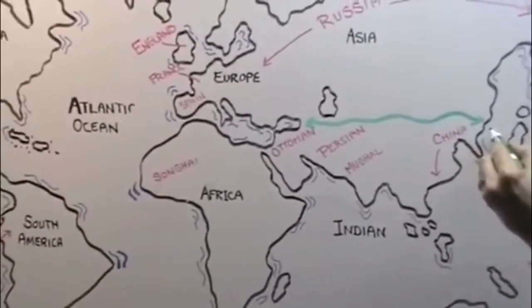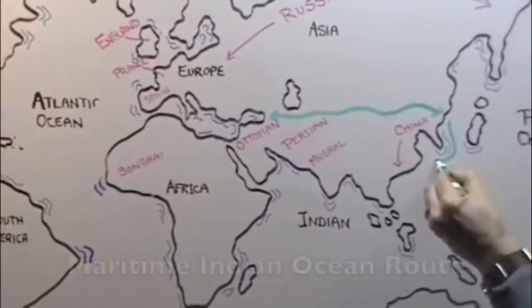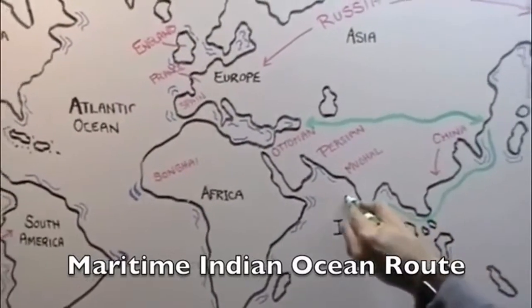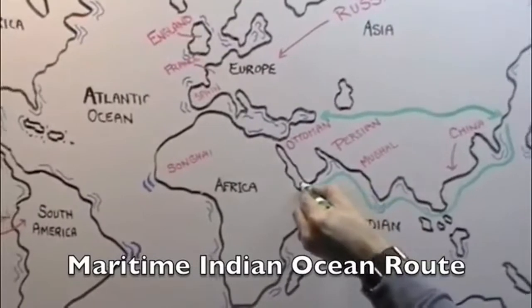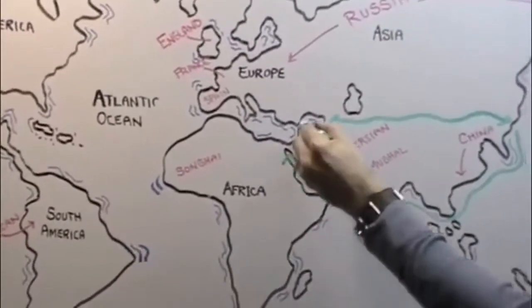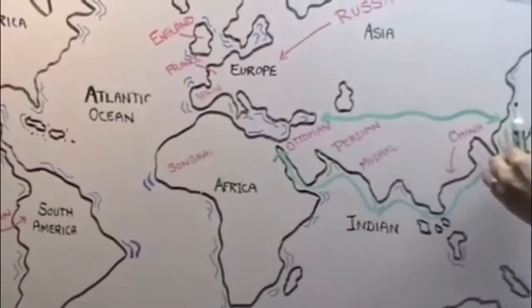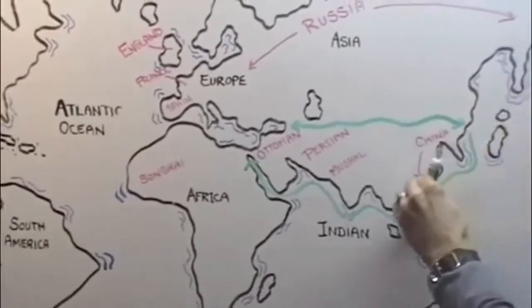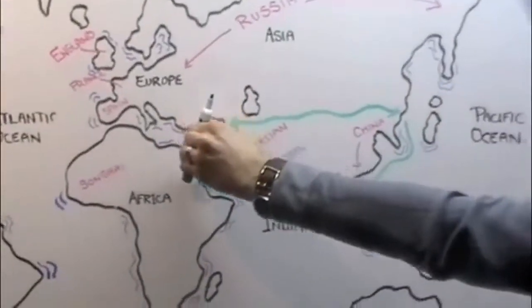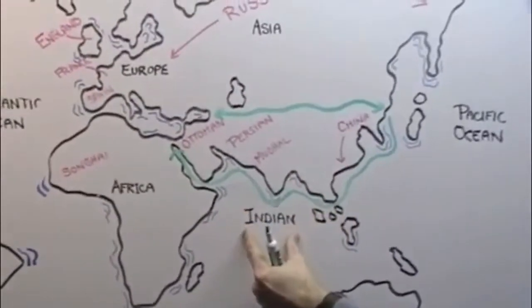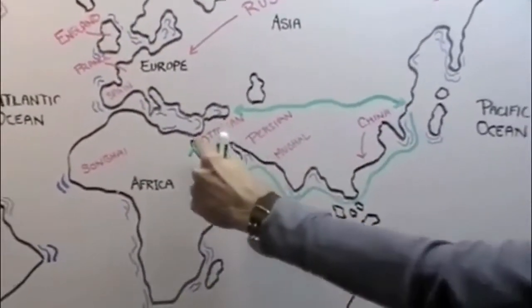If you come this way, the Chinese actually used a route called the Maritime Indian Ocean route, and that ended here in the Red Sea, and it also ended over here in the Ottoman Empire. So the Chinese were able to get their paper and their compass and their silk and so on over here to the Middle East by using this maritime or ocean, specifically Indian Ocean, trade route.